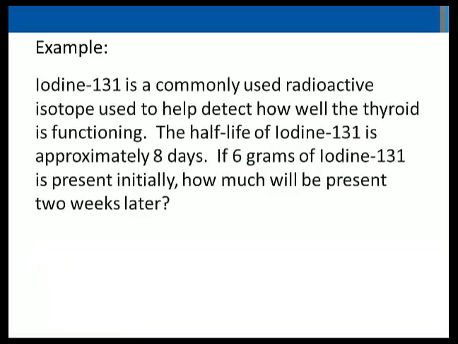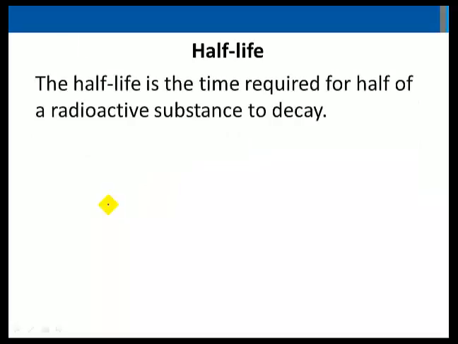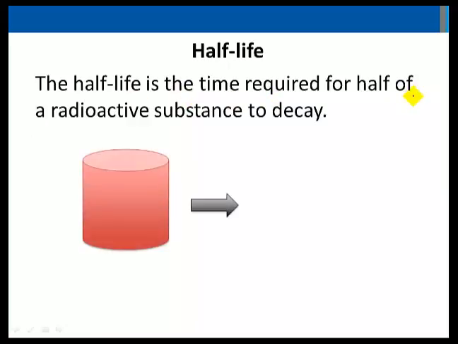An example: iodine-131 is a commonly used radioactive isotope used to help detect how well the thyroid is functioning. The half-life of iodine-131 is approximately 8 days. If 6 grams of iodine-131 is present initially, how much will be present 2 weeks later, or 14 days? We will convert everything to days here to make things simpler. The half-life is something we need to know. The half-life is the time required for half of a radioactive substance to decay.